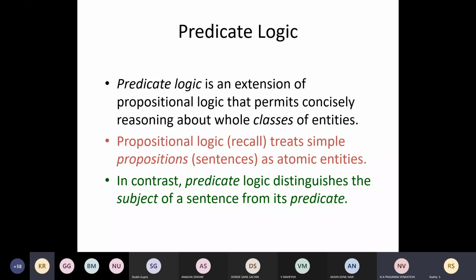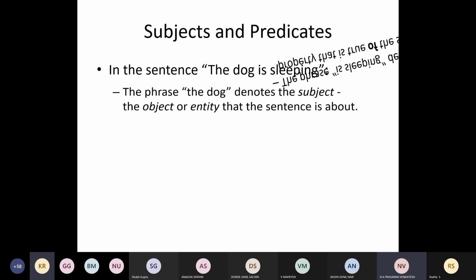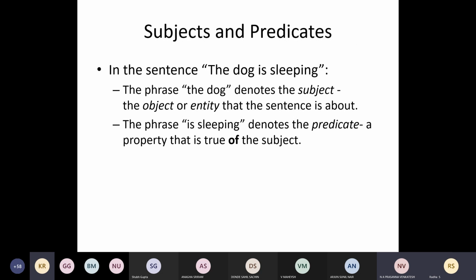Propositional logic treats simple propositions as atomic entities. In contrast, predicate logic distinguishes the subject and its predicate. For example, in the sentence, the dog is sleeping, the phrase the dog is the subject and is sleeping denotes the predicate. Because what we are saying about the subject is the predicate, is sleeping. A property that is true of the subject is called the predicate.